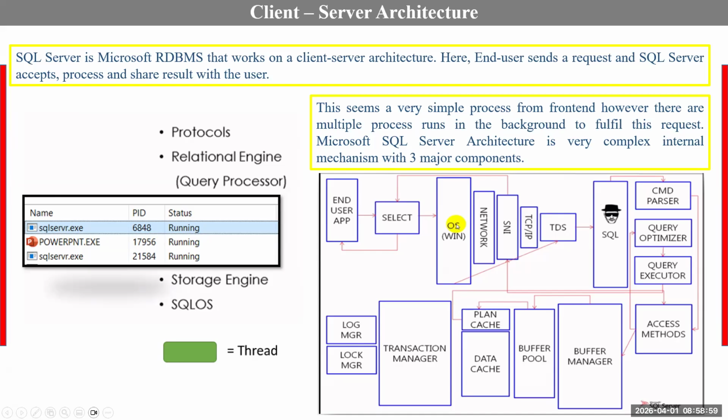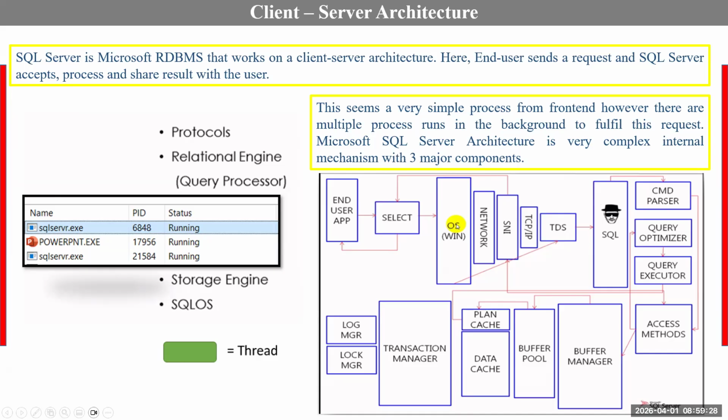So once it gets the request, SQL Server will accept the request, process the request, and share the results to the user. That is what is happening internally. It seems a very simple process from the front end. However, there are multiple processes running in the background to fulfill this request. So we need to understand what is happening in the background, not in the front end.